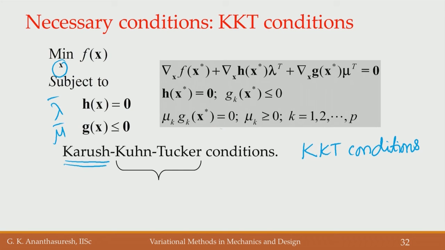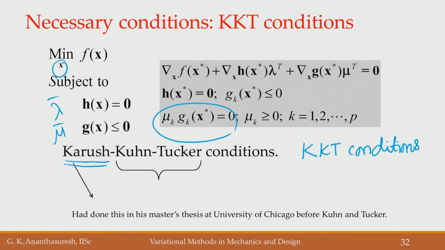Okay. Do not forget this complementarity condition mu_k g_k equal to 0, where k goes from 1 up to p, the number of inequalities. Okay. By the way, Karush had done that in a master's thesis at University of Chicago a couple of decades before Kuhn and Tucker did it at Princeton University.